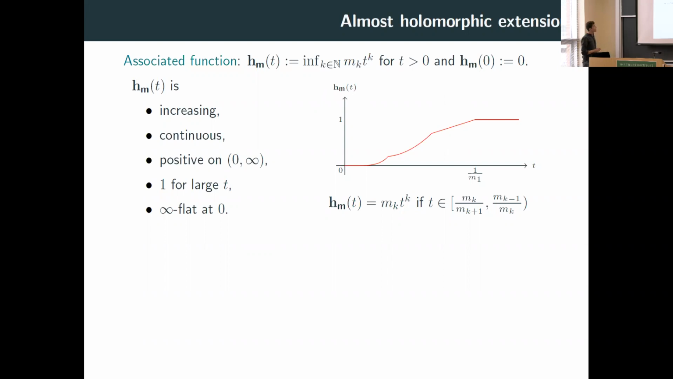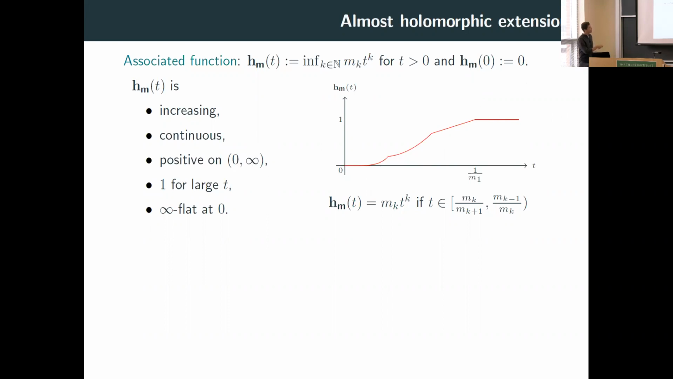It's not hard to see that this function has the following properties. First of all, it's increasing and continuous, so in particular the limit at 0 is 0. It's strictly positive for positive t. It becomes 1 for large t, more precisely, for t greater than 1 over M_1, it's equal to 1. And it's infinitely flat at 0.